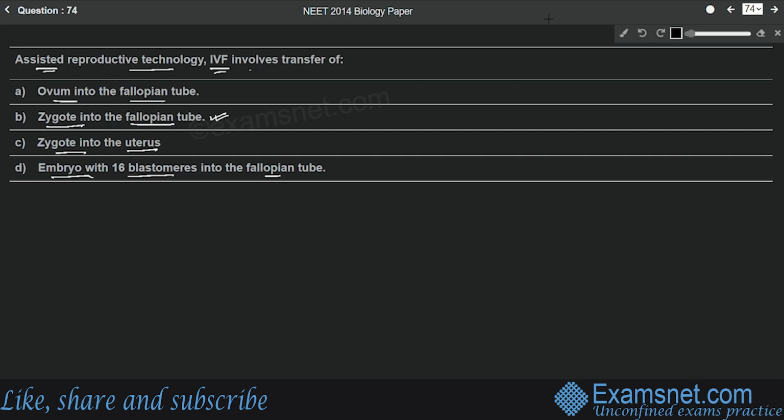So what happens in case of IVF, that is in vitro fertilization, the zygote or the embryo up to 8 celled stage is transferred into the fallopian tube. Therefore, option B is the correct answer.